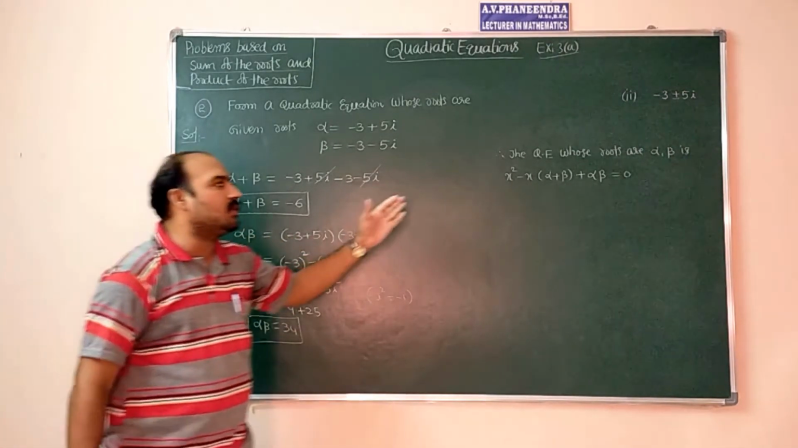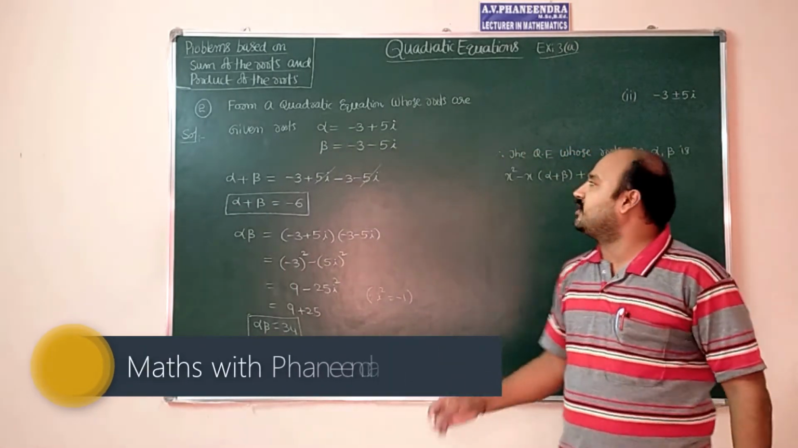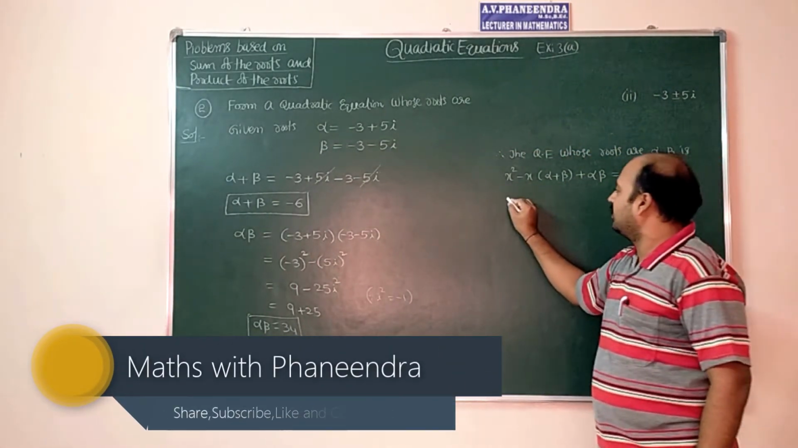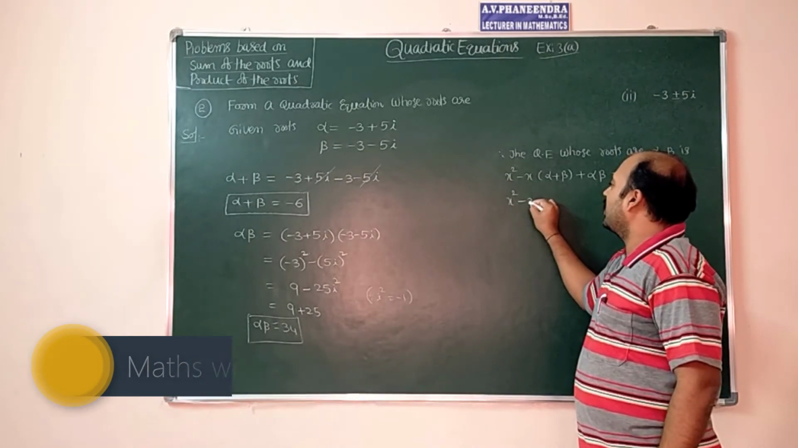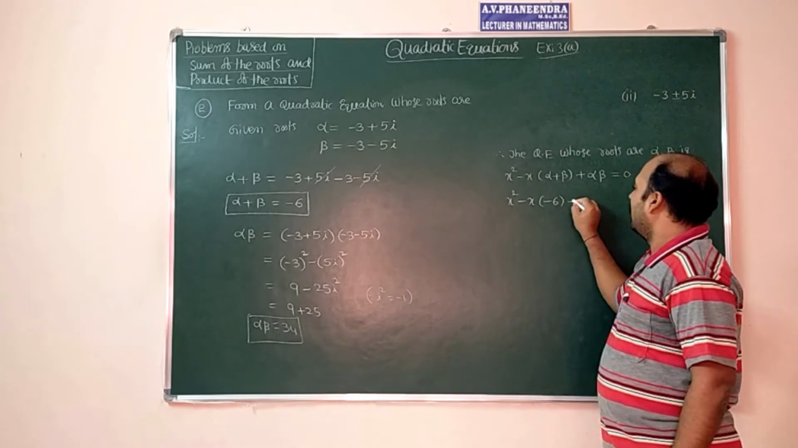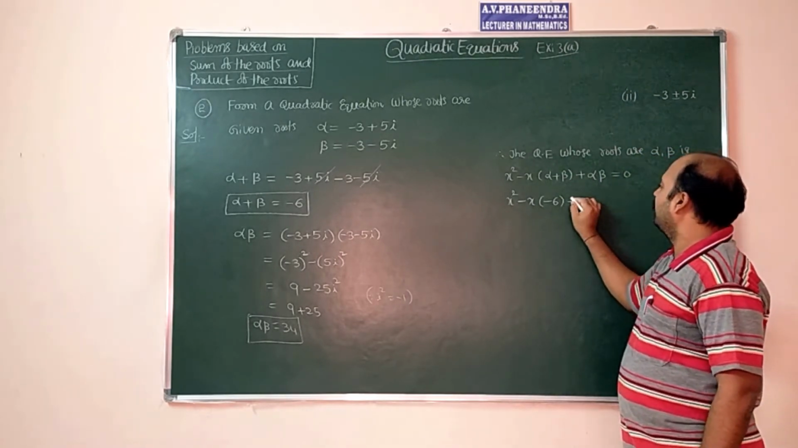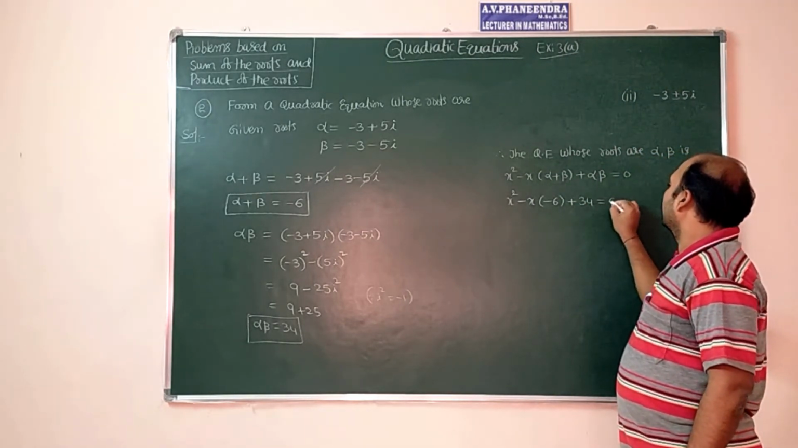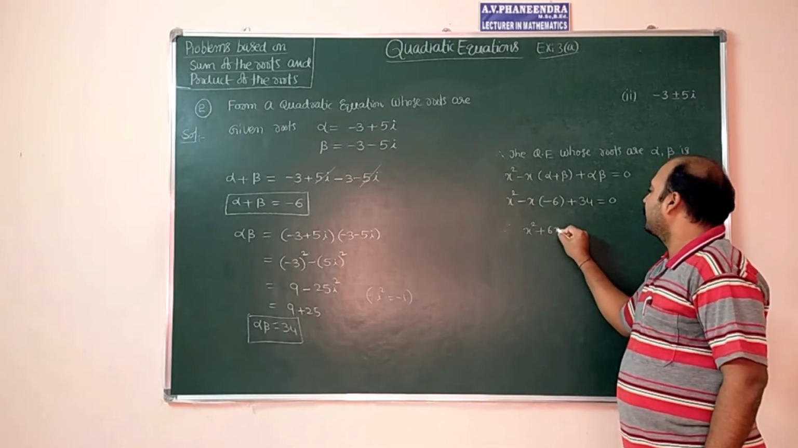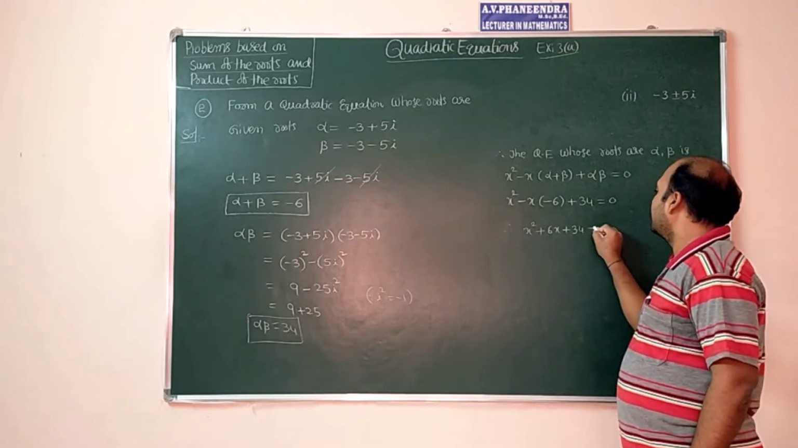Therefore, the quadratic equation whose roots are alpha, beta is x² - x(alpha + beta) + alpha beta = 0. Alpha plus beta is -6, and alpha beta is 34. Therefore, x² + 6x + 34 = 0.